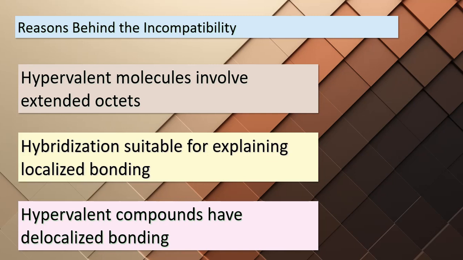our earlier discussions. Hybrid orbitals are particularly well suited for explaining localized bonding, where electrons are shared between specific atoms. However, in hypervalent compounds, the bonding is more delocalized, meaning electrons are spread out over larger regions. This complexity goes beyond what hybrid orbitals can effectively account for. Additionally, the involvement of d orbitals in hypervalent elements further complicates the situation. Let's take a moment to appreciate the intricate dance of electrons in these molecules.